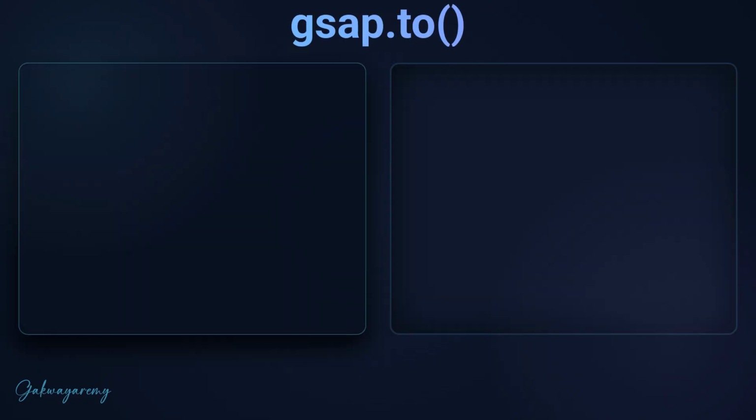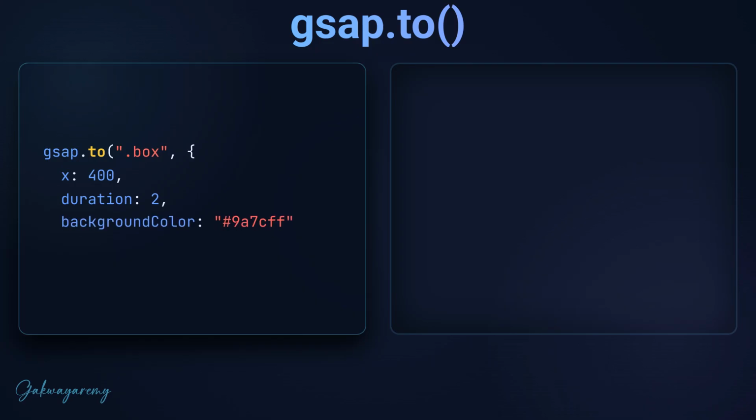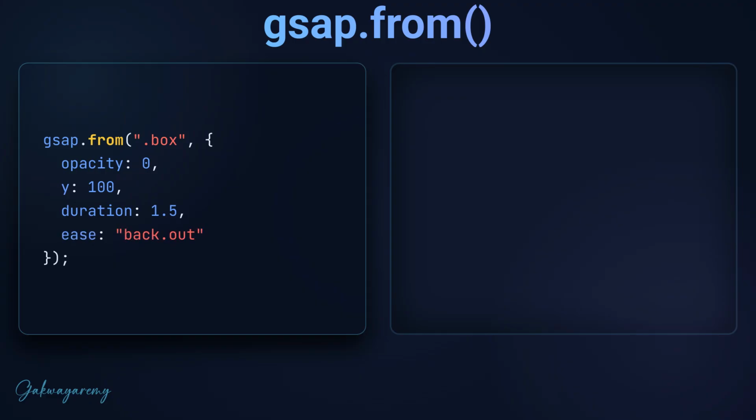Let's start with the basic building block, GSAP.to. This method moves an element from its current state toward a new set of values. It is the most common way to create motion. Conversely, GSAP.from allows you to define the starting state. The element will then animate back to its original CSS values. This is perfect for entrance effects.